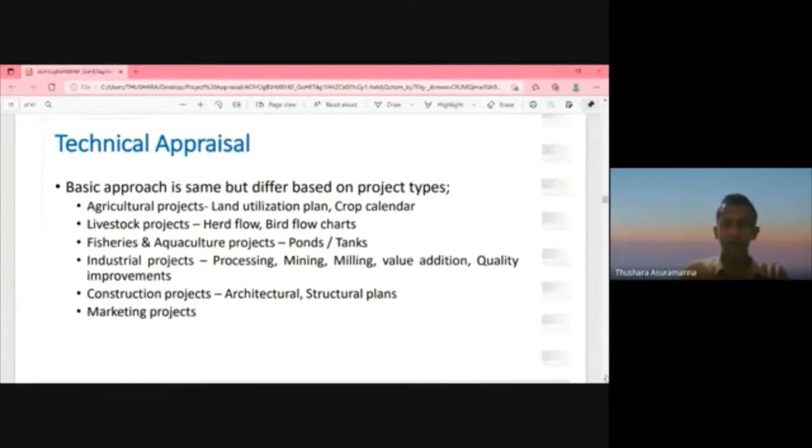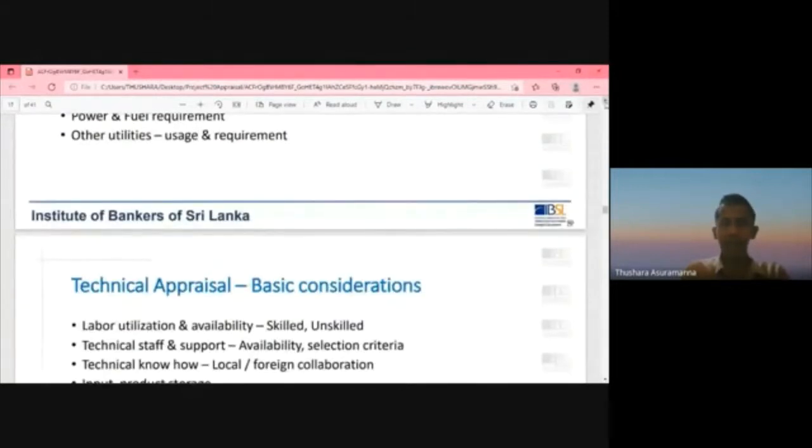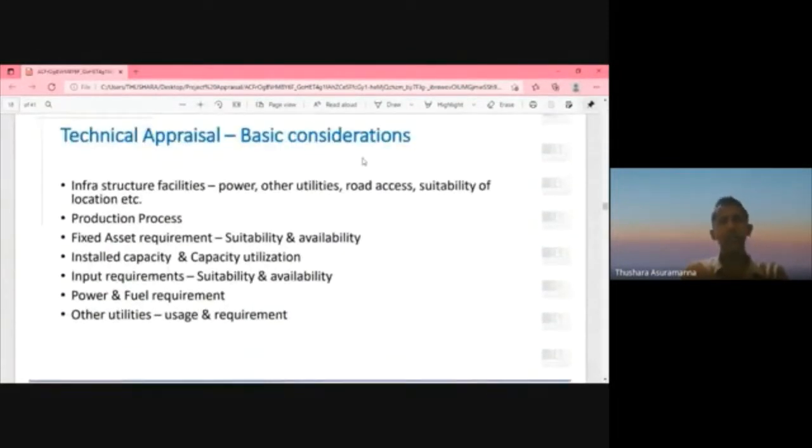Now you can see the checklists, the things that you would consider. Basically, in technical appraisal you'll see how well the project is technically qualified, right? What the technical capabilities are, and what the feasibility of technical items is in relation to a project. So these are the checklist.